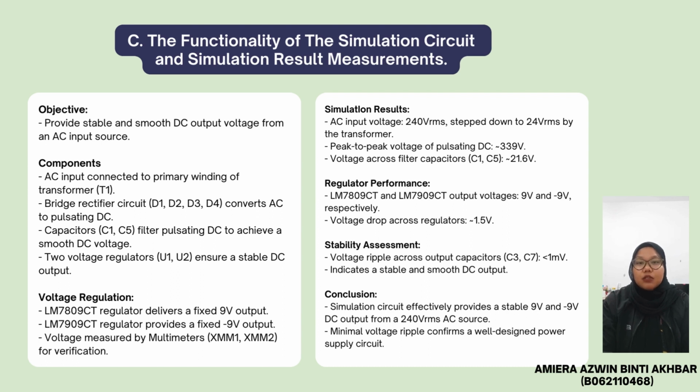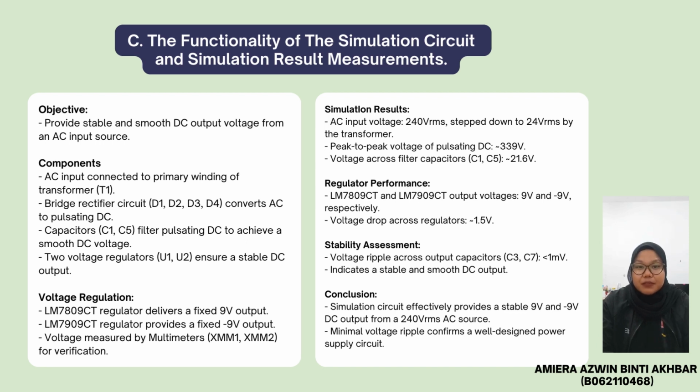input into a dependable and smooth dual DC output of 9 volt and negative 9 volt. The process initiates with a primary winding transformer that steps down the voltage, followed by a bridge rectifier circuit converting AC to pulsating DC. This pulsating DC undergoes filtration through capacitors, which are C1 and C5, resulting in a stable DC voltage. The two voltage regulators play an important role in ensuring fixed and reliable output voltage.